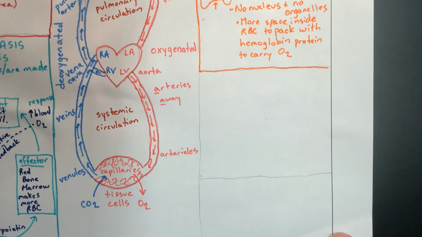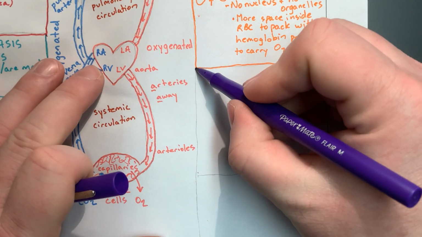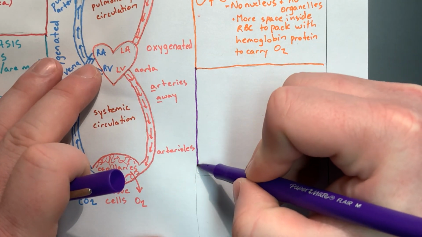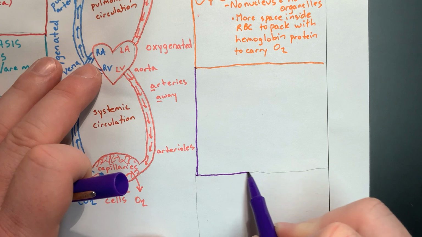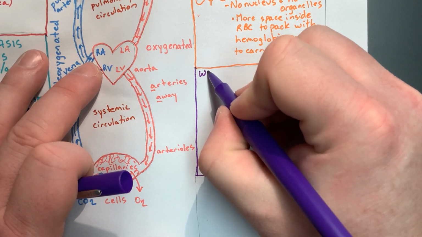And let's scooch down and use this section to think about some white blood cells. I'd write it in white, but we wouldn't be able to see it, right? All right, so white blood cells.